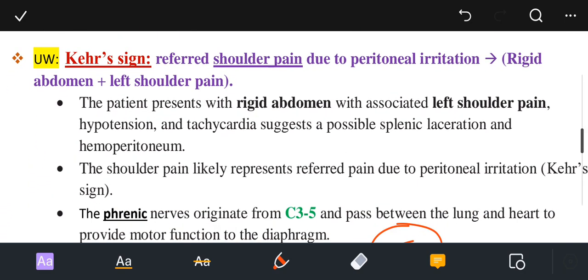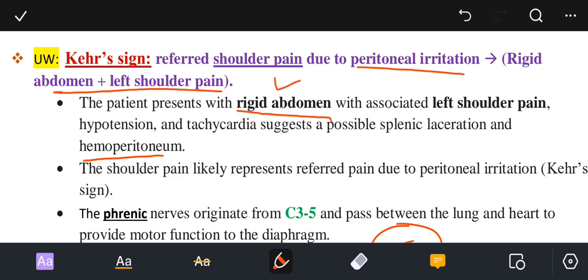Then what is Kehr sign? Kehr sign is the referred shoulder pain due to peritoneal irritation. Rigid abdomen and left shoulder pain will be felt, so we are expecting that in the case of maybe splenomegaly or something. The patient presents with abdominal pain with associated left shoulder pain. Hypotension and tachycardia suggest a possible splenic laceration and hemoperitoneum. So if the patient comes to you with a rigid peritoneum associated with left shoulder pain, hypotension and tachycardia, suspect a possible splenic laceration and hemoperitoneum. The shoulder pain likely represents referred pain due to peritoneal irritation, which is called Kehr sign.